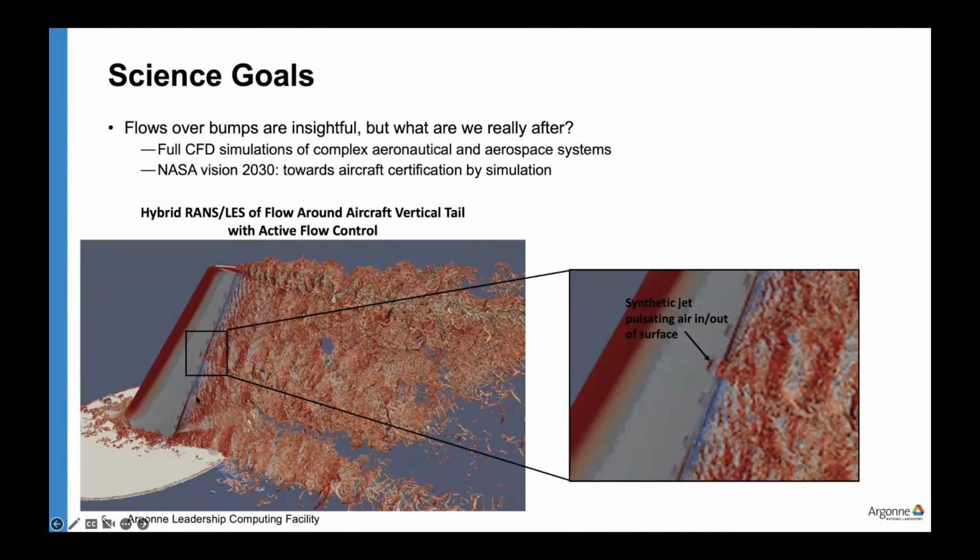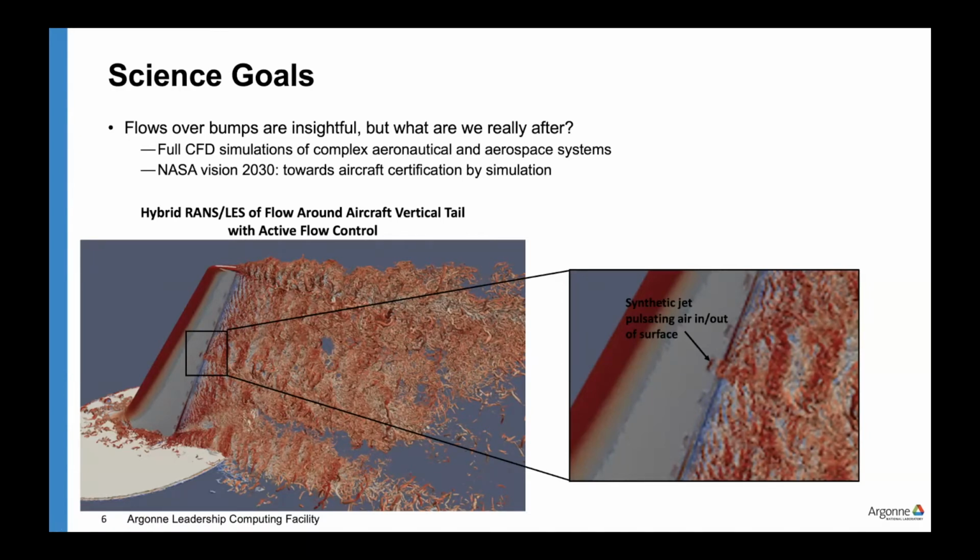This is the vertical tail of a commercial aircraft. This is a hybrid RANS and LES simulation. LES would be the region where you see all these turbulence scales. And to add a little bit of complexity, the simulation actually has a synthetic jet. So there's a slit in the surface that's pumping air in and out of the surface. And then this has some beneficial effects.